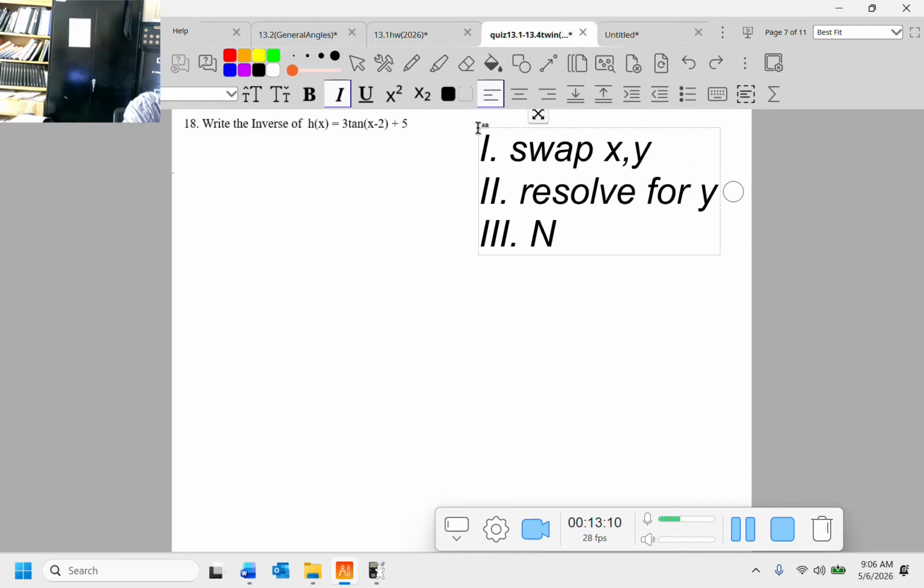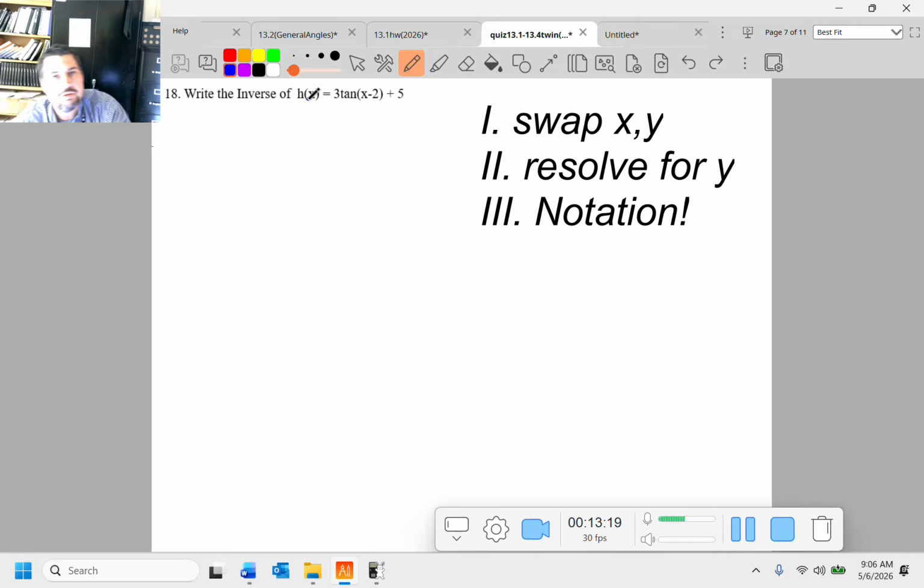Step 3, notation. 3 easy steps. That's all it is. All right, so this is h of x, which is just fancy for y. It becomes an x. We get the h out. We have an x. She becomes a y. And now we're at step 2.